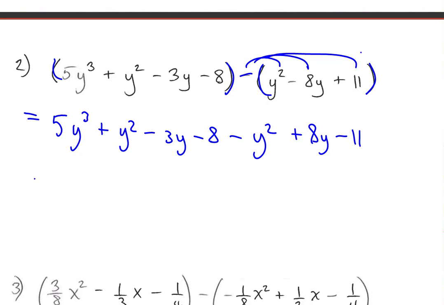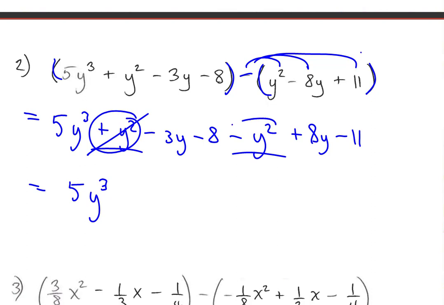We'll look for like terms. We have a cubed term up front, but no other cubes, so we'll just copy that down as 5y cubed. Notice we have a couple y squareds. We have a positive y squared and a minus y squared. Well, those are like, and they would combine, but notice they're opposites. A plus 1 and a minus 1 would just cancel out, so we can ignore those.